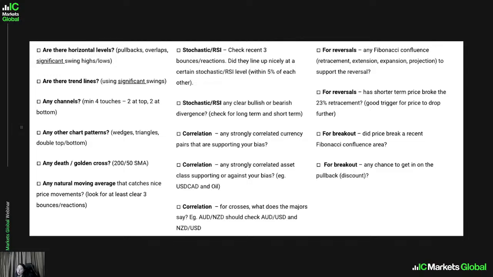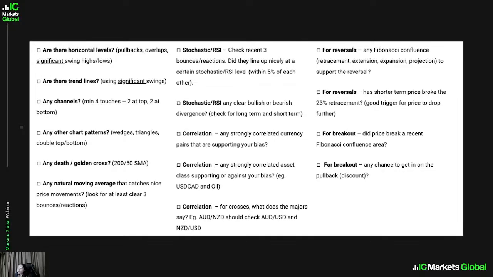Correlation means that, for example, if you're wondering whether the Canadian dollar is going up, you want to reference the oil chart as well, because if oil prices are going up, usually it means that the Canadian dollar is going up. Why? Because Canada is a very strong producer of oil. Therefore, if oil is going up, the Canadian dollar is going up.